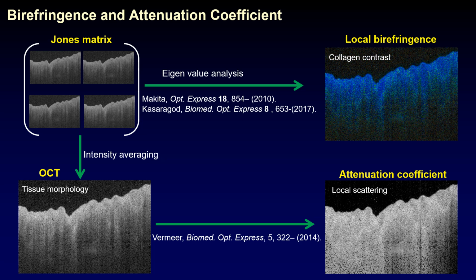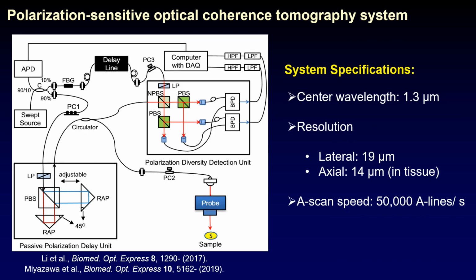Now, your question might be how we can measure the Jones matrix of a sample. The answer is in this optical scheme. The system to retrieve the Jones matrix is a polarization-sensitive OCT microscopy system. The central wavelength of the light source is 1.3 micron and the lateral resolution is 19 micron, whereas the axial resolution is 14 micron in tissue. The A-scan speed of the system is 50,000 A-lines per second.